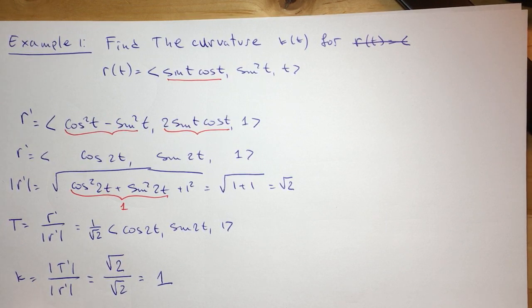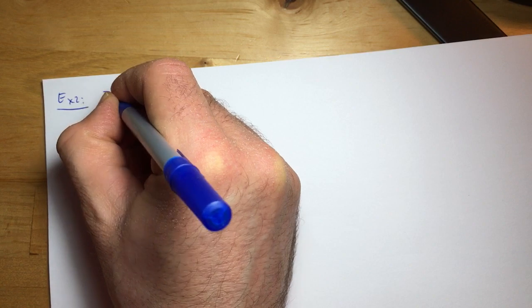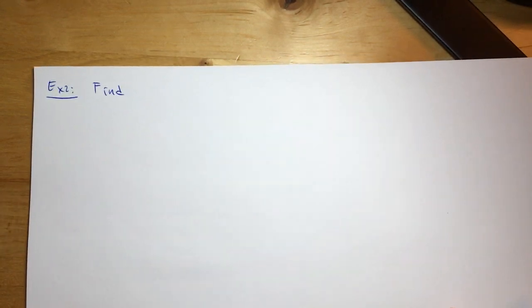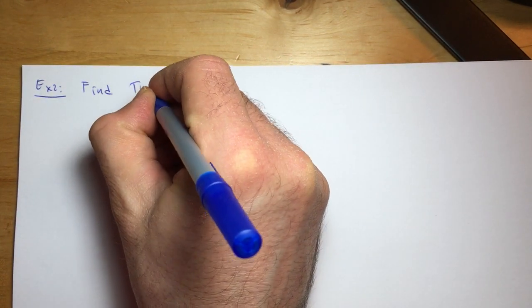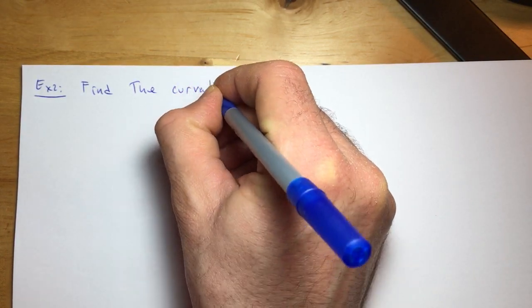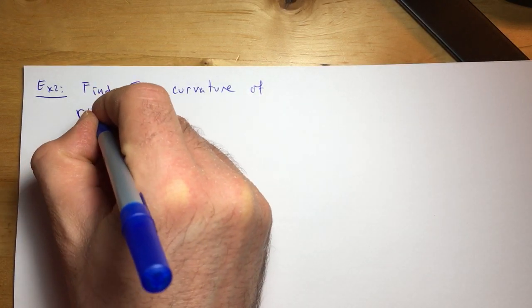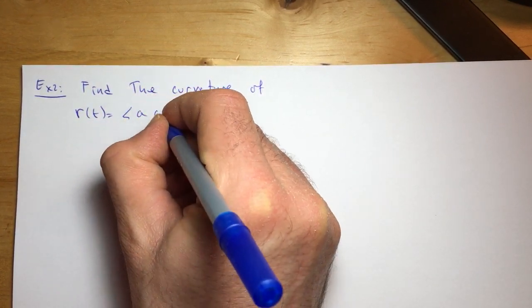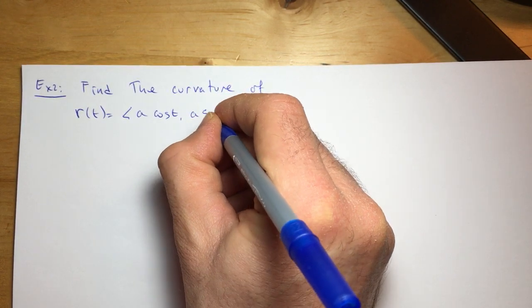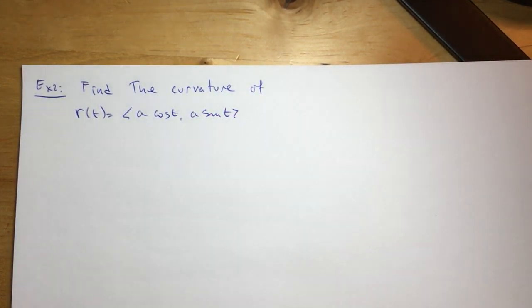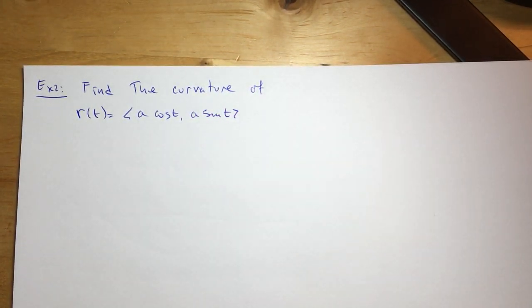Okay, so let's do another example. Example number 2. Find the curvature of a plane curve defined by r of t is equal to a cosine of t, a sine of t. Now you should be able to recognize this curve. We've mentioned this one many times.